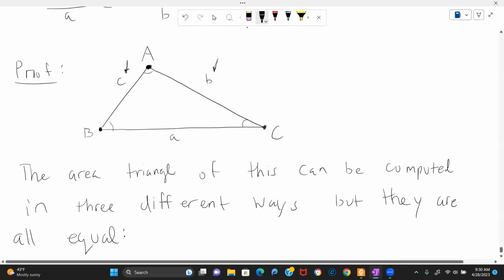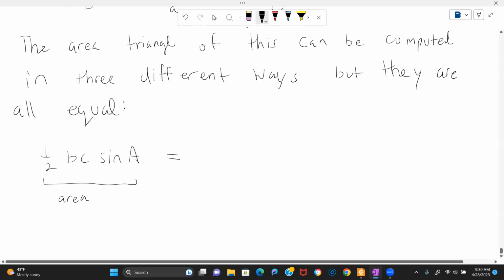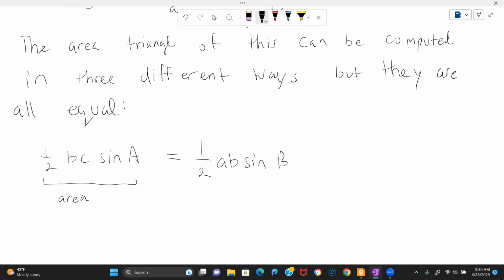But on the other hand, I can start at this vertex and then this angle right here at this vertex, and then I can use this side, but now I'm going to use this side right here because those are the two sides forming the angle. So on the other hand, the area is also given by 1/2 A times B sine of B. So this again is the area. It's the same area. We're calculating the area of the same triangle. So these are just different manifestations of the area. They're all the same though.